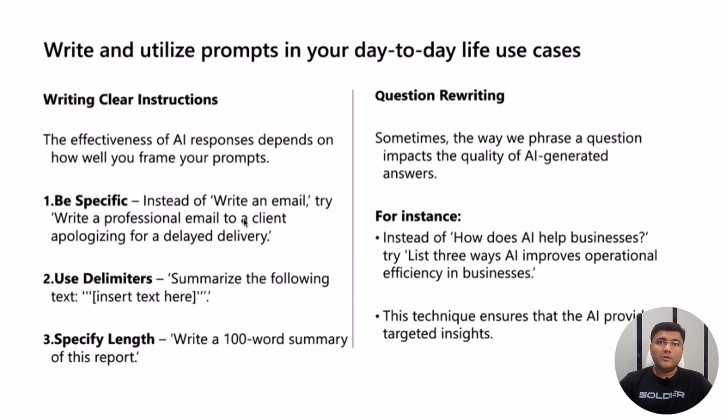Specify a length. When you want to summarize something, or generate an email or a blog, specify a length, such as write a 100-word summary or a 500-word blog. Also, sometimes if Copilot does not understand your input, you have to rewrite the question with better context. For example, instead of saying, how does AI help in businesses? You should try, list 3 ways AI improves operational efficiency in business.